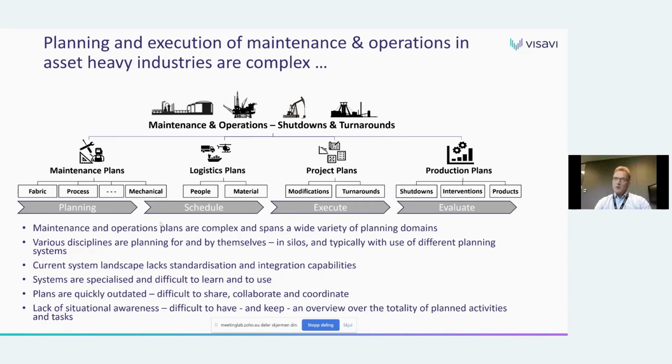Systems are quite often very specialized, so it takes time to learn and master them. And the most important problem is that plans are very quickly outdated. Things happen, so when we have done the planning and start executing, the plans need to change. That is typically a very cumbersome process for most of these companies.